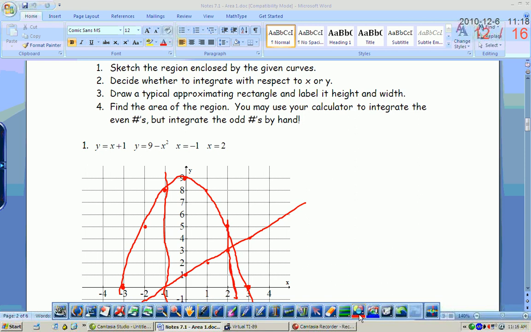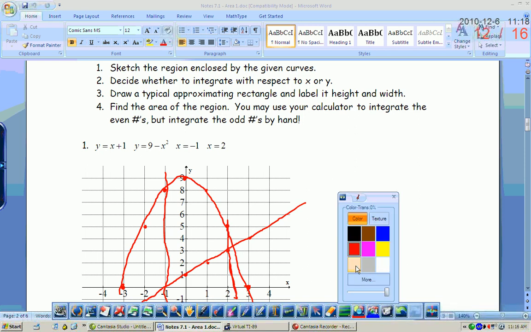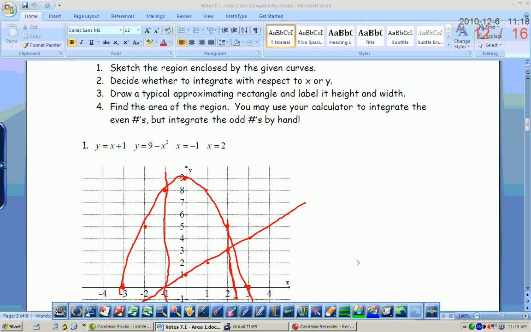All right, so I would like you to lightly shade the region that's enclosed by all 4 of those graphs. And sometimes that's the hardest part, is finding the region that's enclosed by all 4 of those graphs.